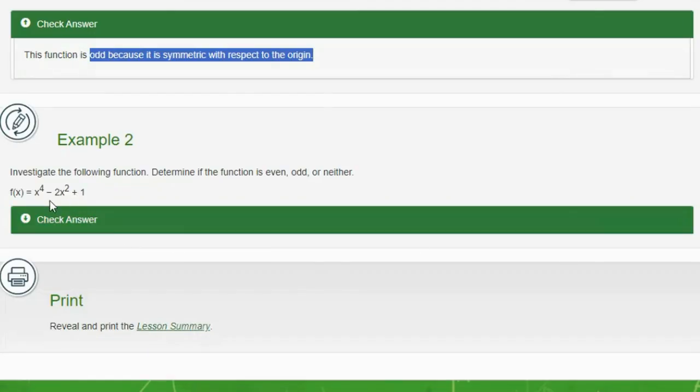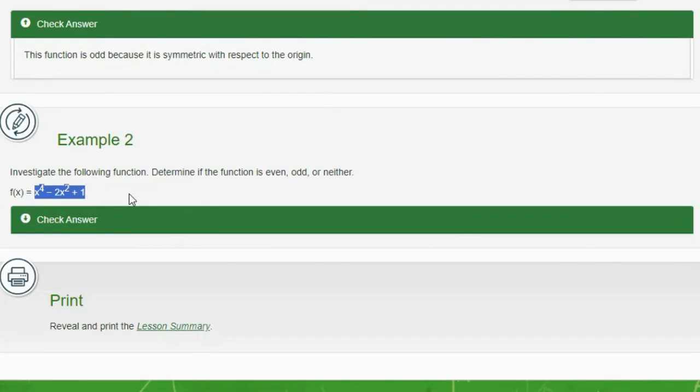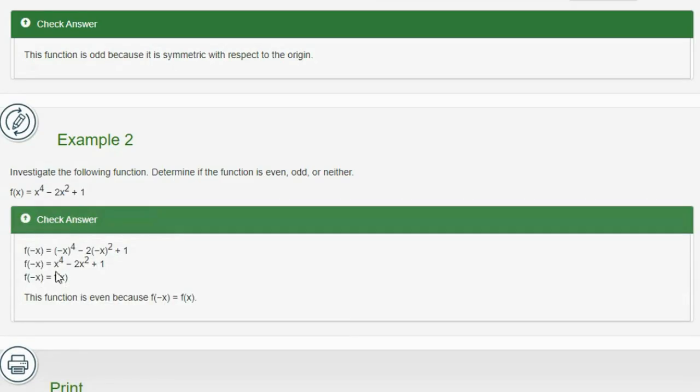All right, this one, it just gives the equation. Is it even, odd, or neither? So if we substitute negative x in, negative x to the fourth power will just still be a positive x to the fourth power. Negative x squared is still going to be a positive x squared, but when you multiply it by -2, this should end up exactly the same equation. x to the fourth minus 2x squared plus 1. So this is even because it ended up exactly the same when you substitute it.